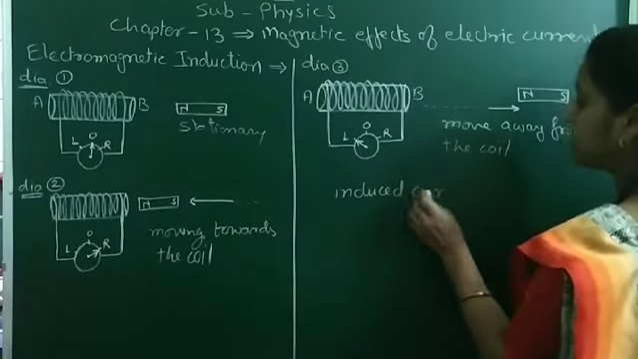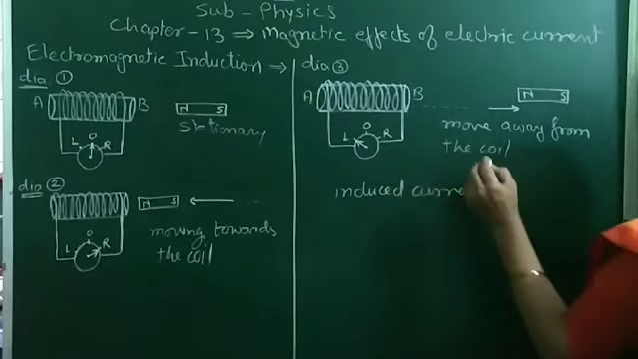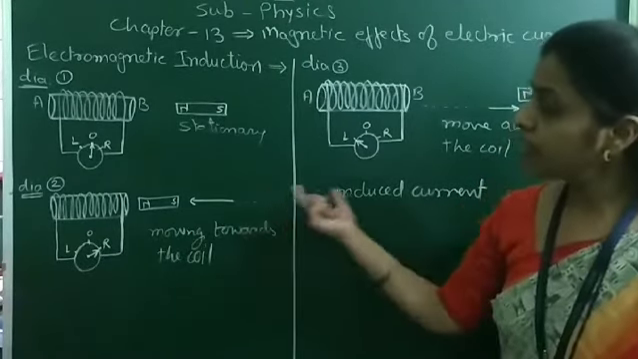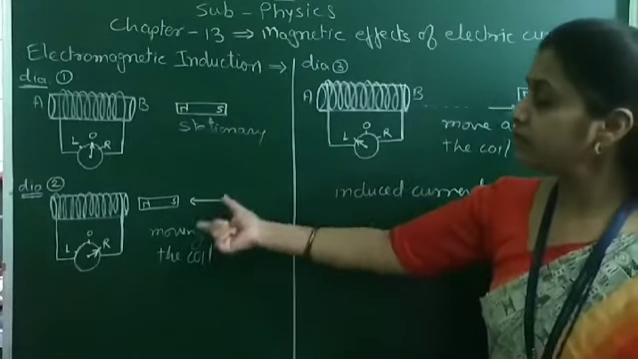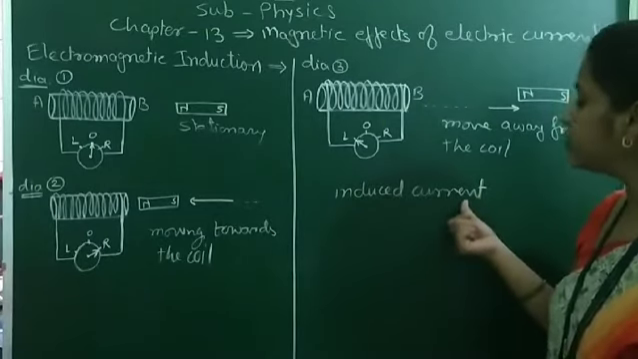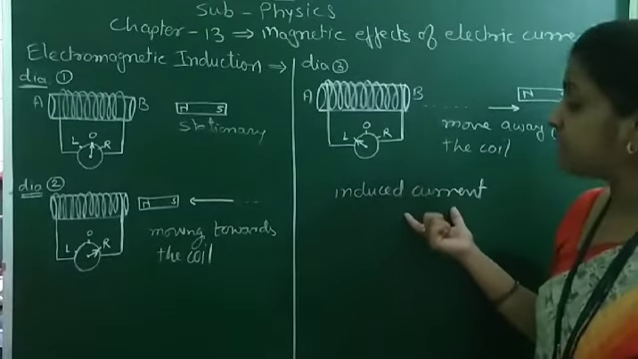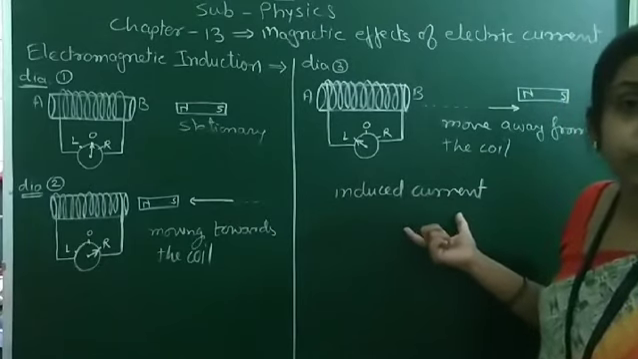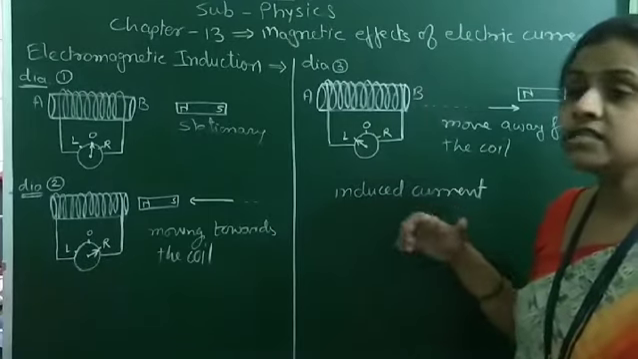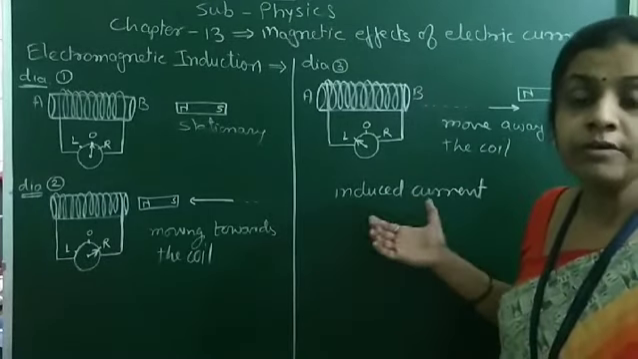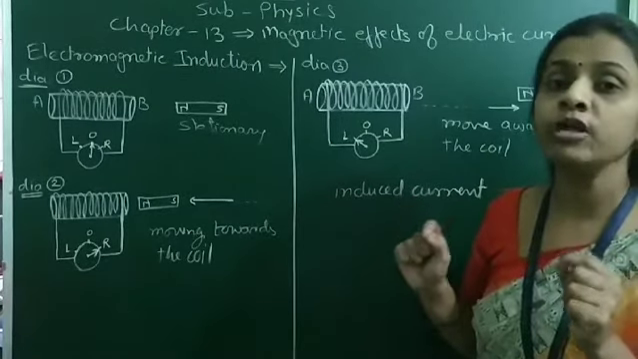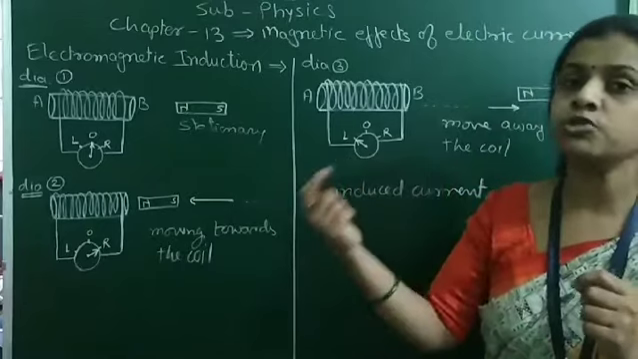Which current? It is called induced current. The current produced due to the relative motion between the coil and the magnet is called induced current. And whenever there is an induced current, we can say that there is a presence of induced potential difference, because whenever current is flowing through a conductor, there is always a potential difference. Without potential difference, current does not flow from one place to another.